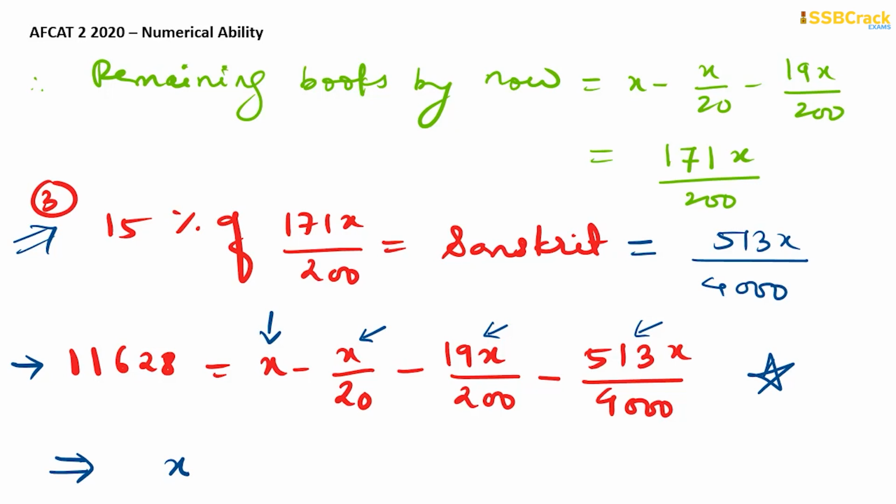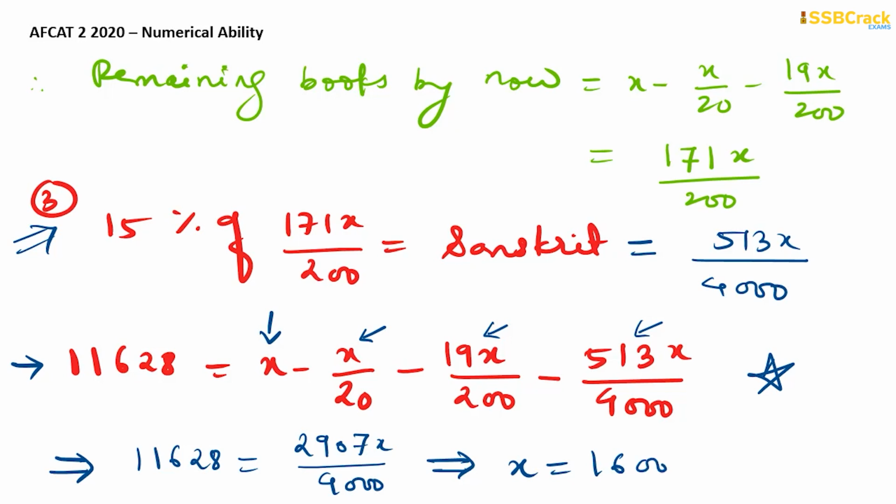See, let me tell you the simplification first. Okay, so you will get 11,628 equals, on the right hand side, 2,907x upon 4,000. So by transposition you could see the value of x. It comes out to be 16,000 books. So in the library there were actually 16,000 books.